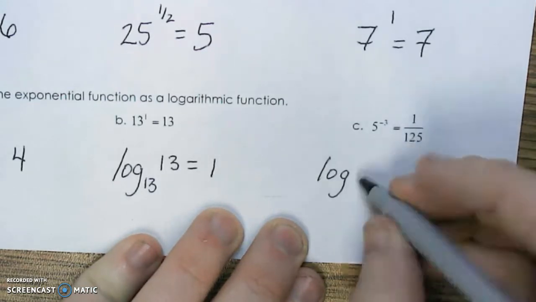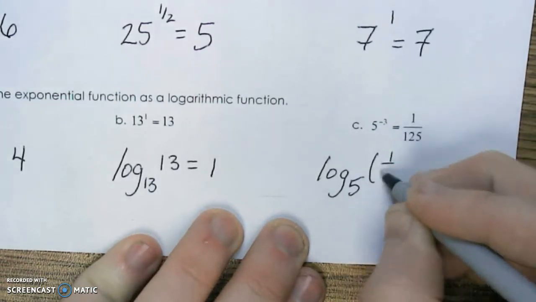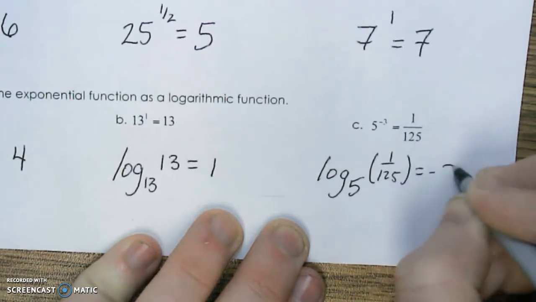You should have log base 5 of 1/125 equals -3.